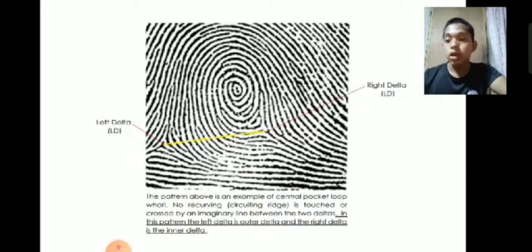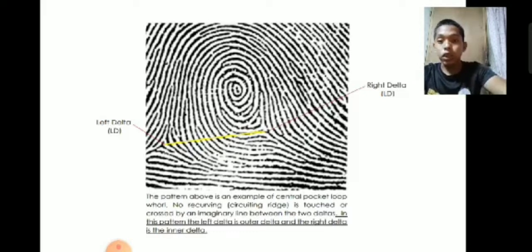So here there are two deltas, the left one and the right one. You just imagine a line, which is that yellow line there, and it should never touch even one recurving ridge or circuiting ridge for the whorl to be considered a central pocket loop whorl.